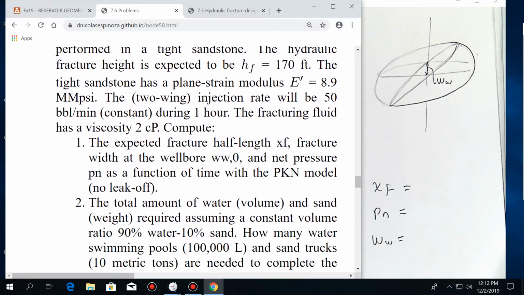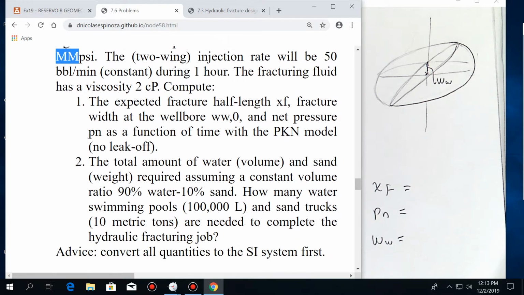So here you have a fracture height. You have the stiffness of the rock. Remember, the double M is a million psi. So this is 8.9 times 10 to the 6 psi. Here you have an injection rate. Remember that we said that parameter I was a single wing injection rate. So you're going to have to divide this one by 2. And then you have to compute the fracture half length, width, and net pressure.